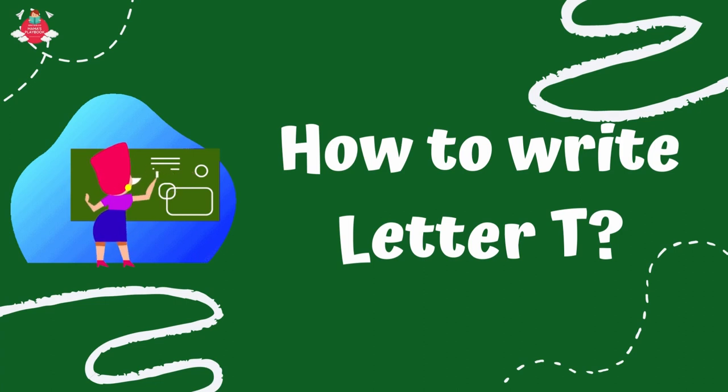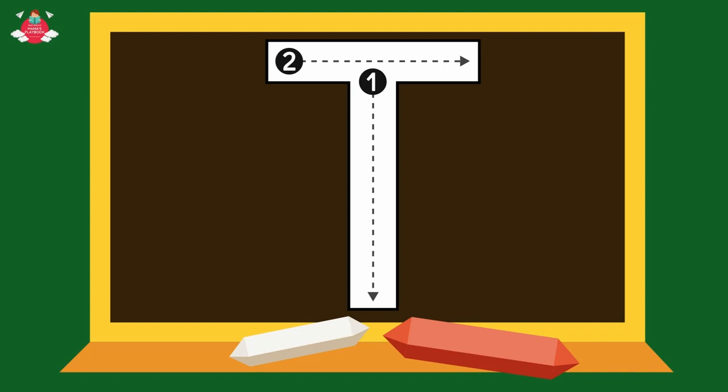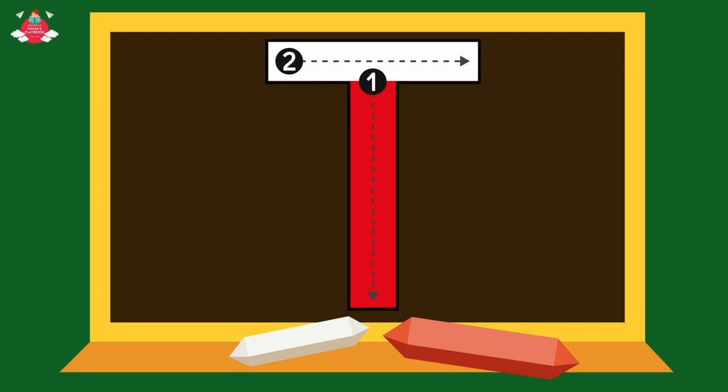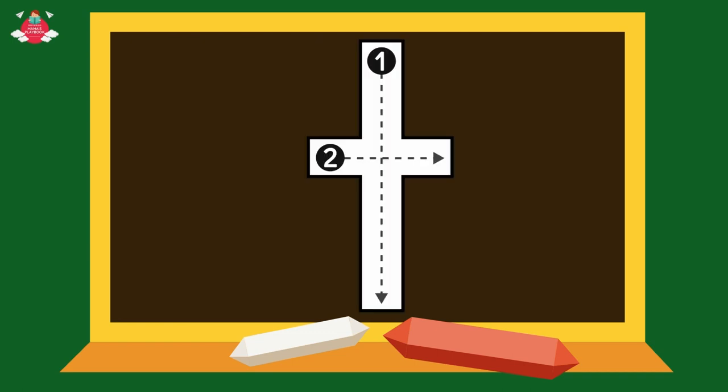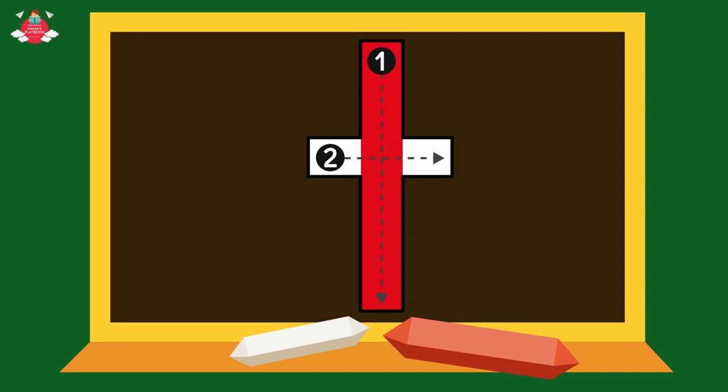Now, let's learn how to write the letter T. First, we start with capital T. Start from the top and draw a standing line down. Go back to the top and draw a sleeping line across. Next, small T. Start above the middle and draw a standing line. Then go to the middle and add a sleeping line across.